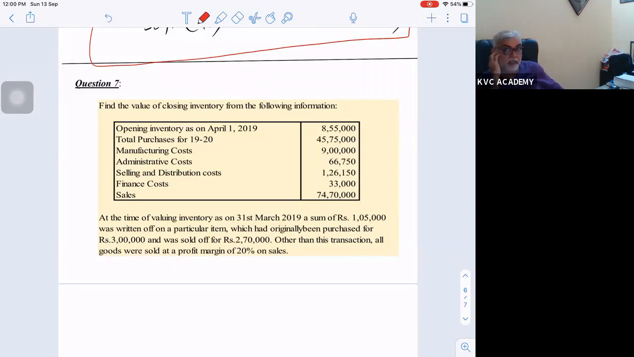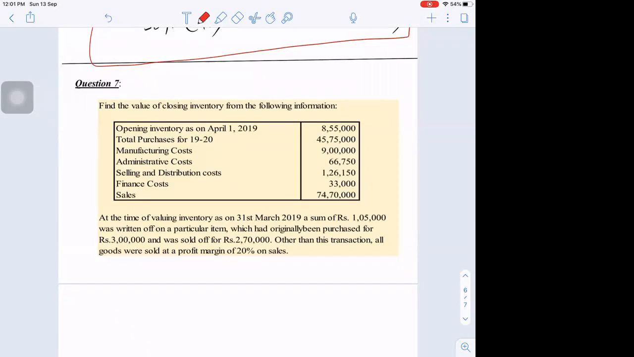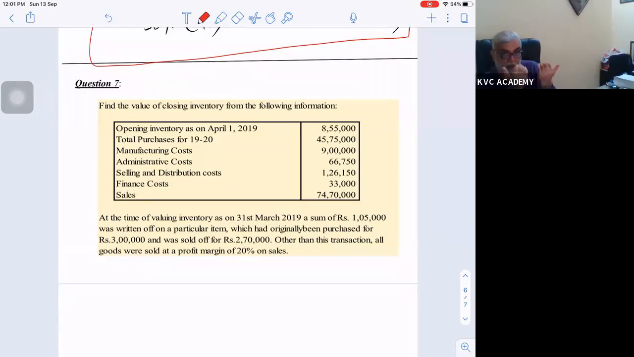Okay. Now, we will leave it. We will not touch that now. We will talk about 8,55,000 only. So my opening stock is 8,55,000. My purchases is 45,75,000. Please add that. 8,55,000 plus 45,75,000. Does it give you 54 lakh 30,000? Very good. 5430. Add 9 lakh to that, it will give me 6330.